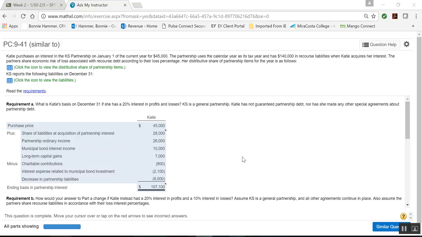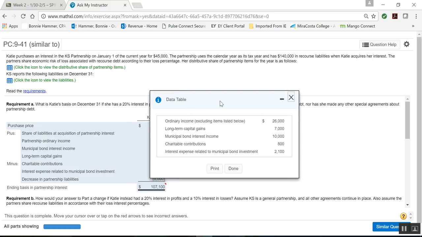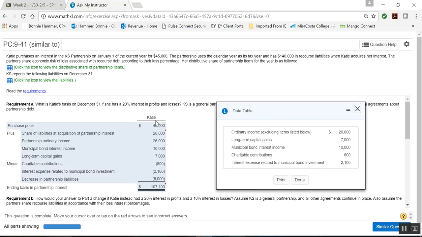So they're both 20%. So now what we need to do here in requirement A is to calculate basis on 12/31. So we know that on day one, she buys this partnership interest for $45,000. So she receives basis of $45,000. Then we also know that she gets basis for a share of the liabilities. So that increases her basis.